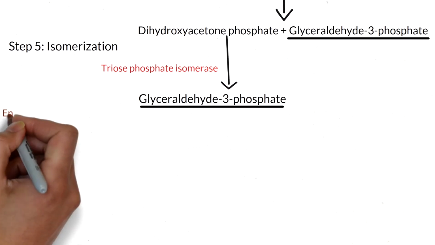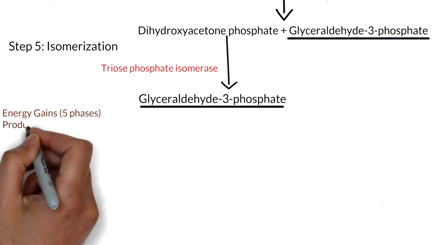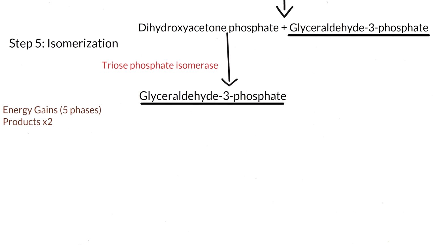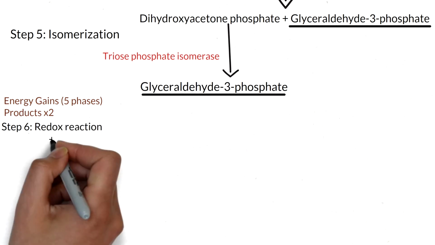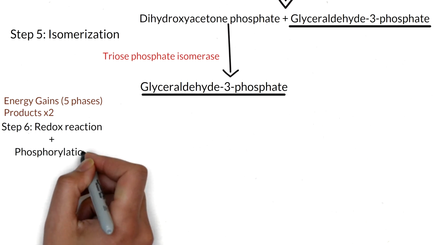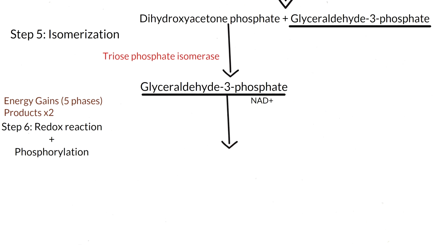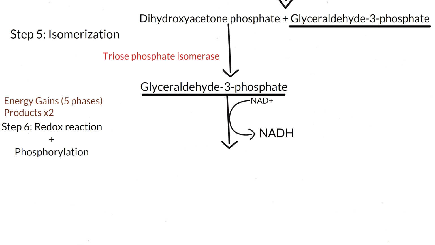Now let's resume. The following 5 steps are the ones involved in the production of energy. It is important to note that we are dealing with 2 molecules of glyceraldehyde 3-phosphate, and because of that, every product obtained during the reactions will account for 2. The 6th step involves a redox reaction and a phosphorylation. The redox reaction happens when NAD+ removes a hydrogen from glyceraldehyde 3-phosphate and produces NADH. NADH is another form of energy, thus the first currency of energy is produced.